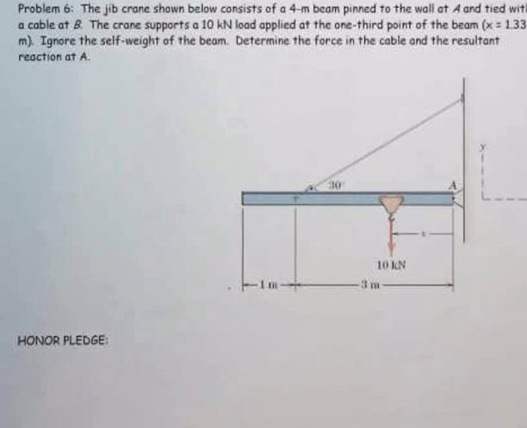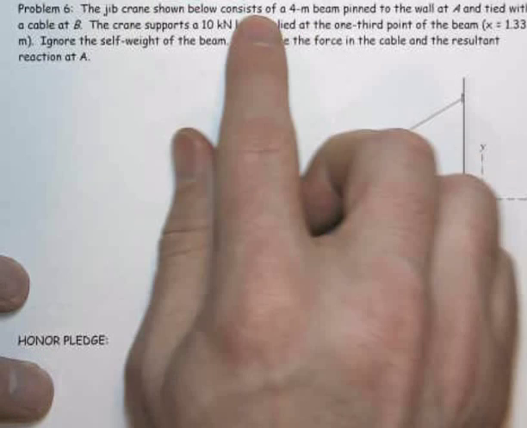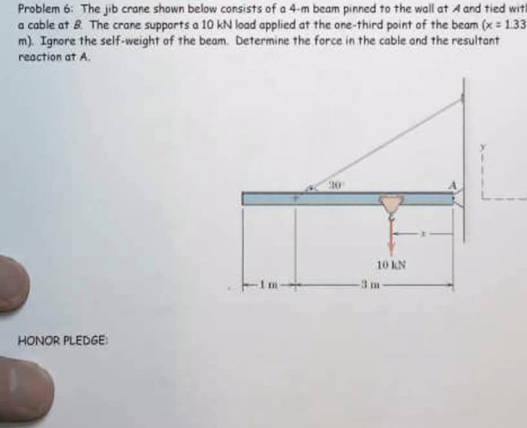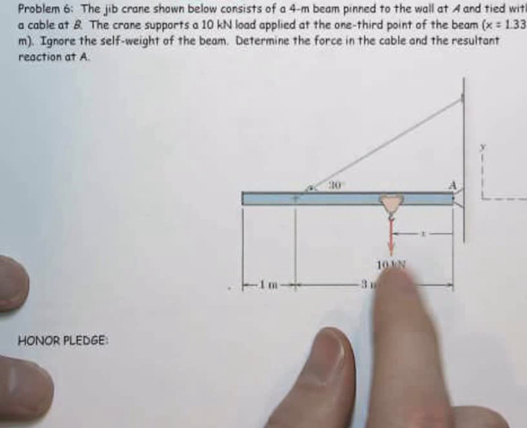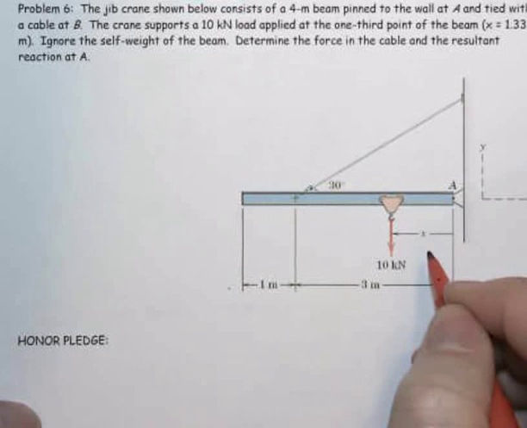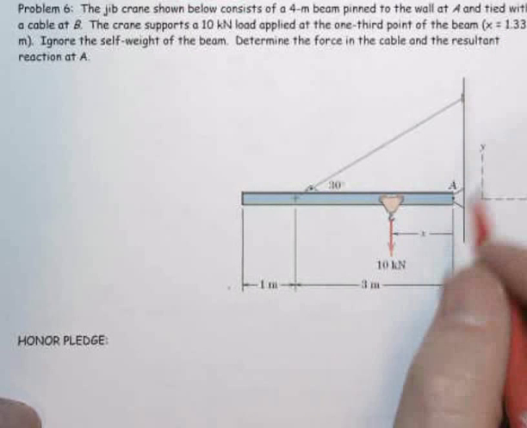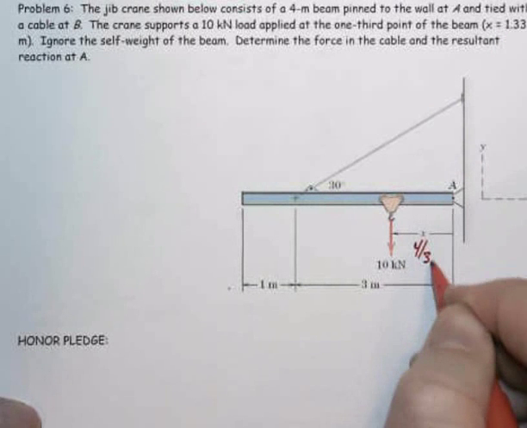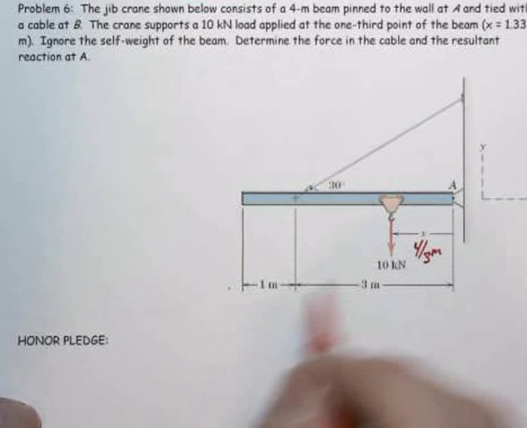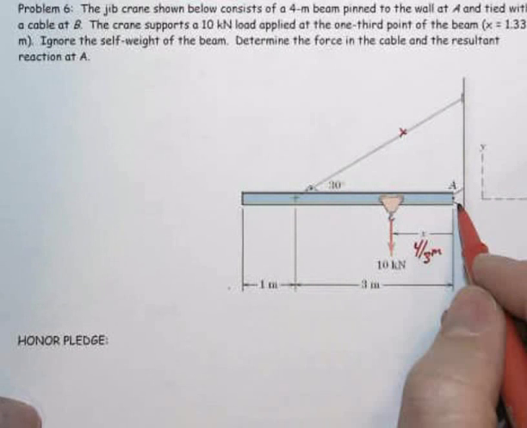In problem 6, with this jib crane, we were given a 4-meter beam pinned to the wall at A and tied with a cable at B. The crane supports a 10 kilonewton load applied at the 1/3 point of the beam, so that tells us this distance right here, that it's 4 meters long, so 1/3 would be 4/3 meters, or 1.33, right? Not 1/3 of 3 meters, but 1/3 of the entire. Ignore the self-weight of the beam, determine the force in the cable, and find the resultant reaction at A.